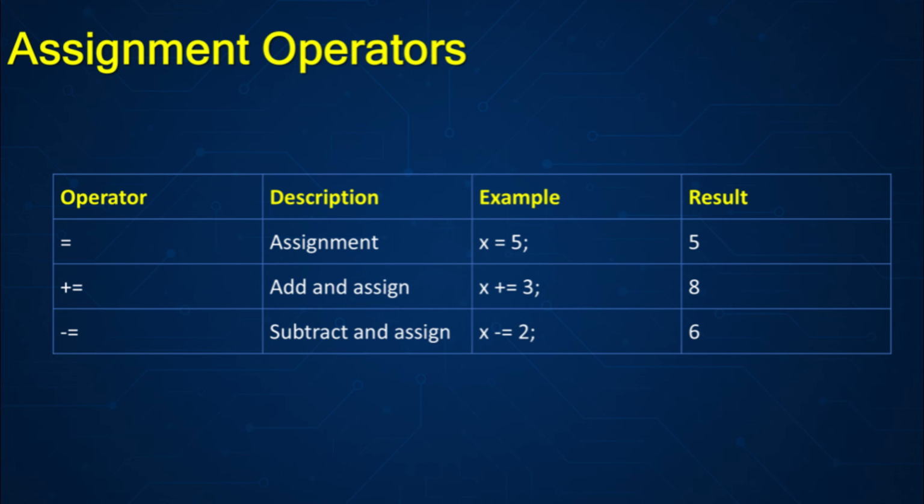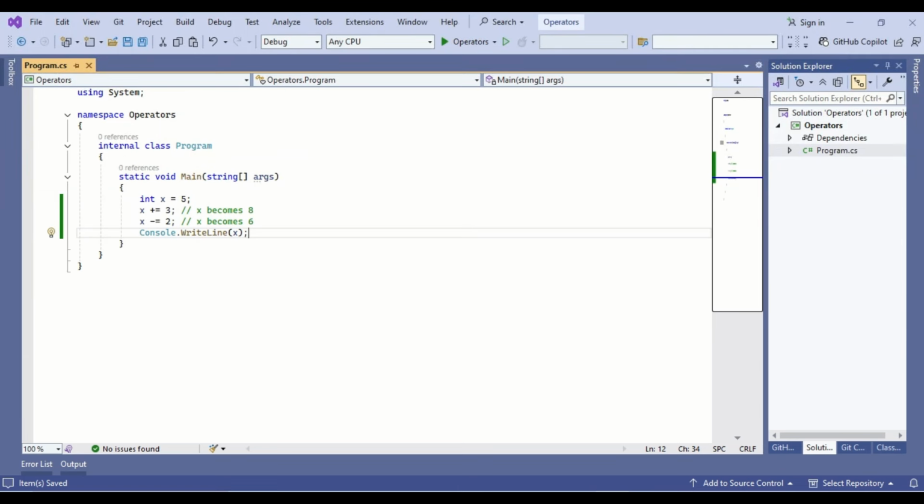Assignment operators let you set or update the value of a variable. Instead of writing x is equal to x plus 3, you can just write x plus is equal to 3, cleaner and easier to read. These are helpful when updating scores, totals, or counters.